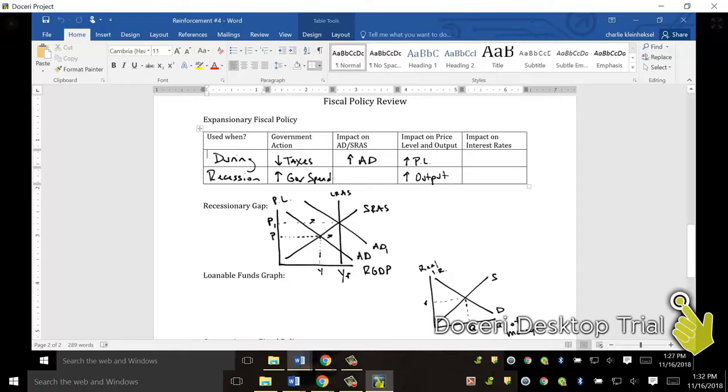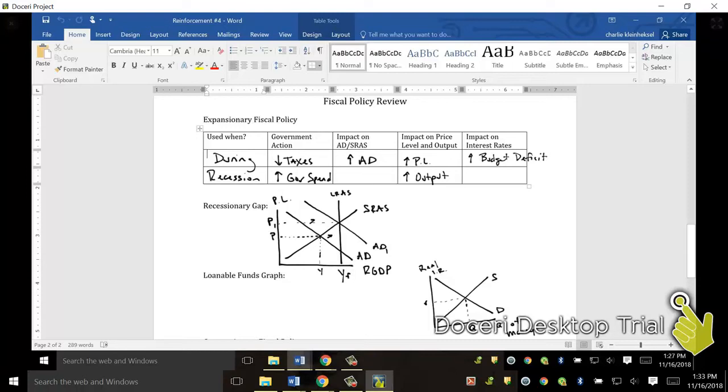Now the last thing, and maybe the most difficult thing for us to understand about fiscal policy, is when we use an expansionary fiscal policy, that is going to force us to have an increase in a budget deficit. Our government's going to have to borrow money because we're taxing less and spending more. Okay? And that budget deficit forces our government to have to borrow money.